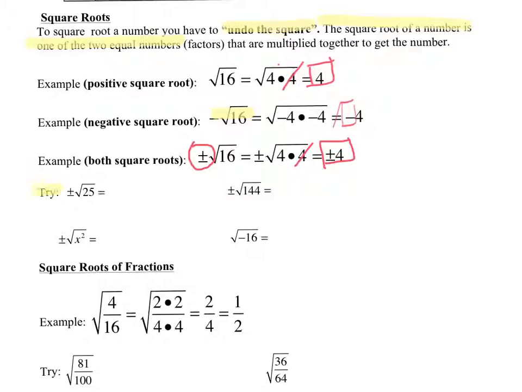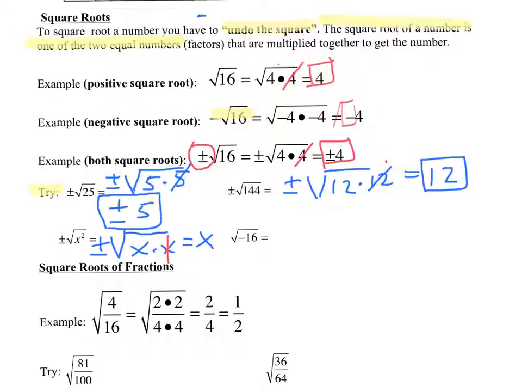Let's try these. So the first one is the square root, plus or minus, of 25, so that's 5 times 5. We take one of those away. Now you turn the video off and try the rest. These are the results so far.